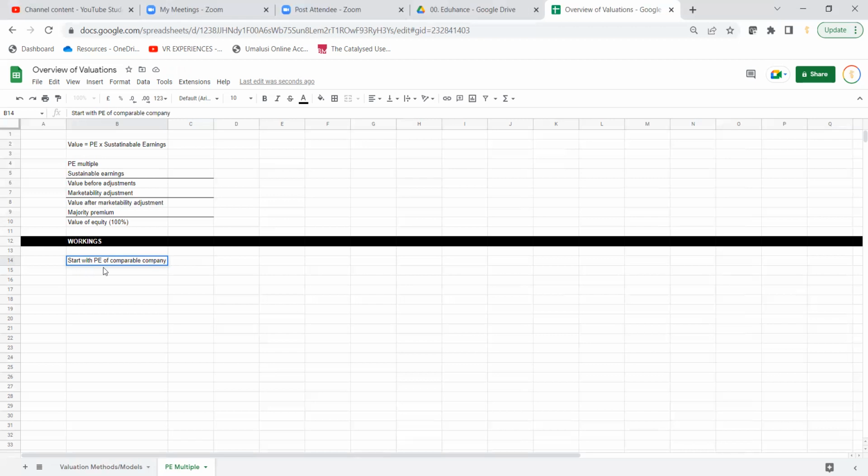Okay, comparable company. So let's just say 12. They will give you the PE of a comparable company. So why a comparable company? What is PE? PE is price earnings. So price earnings is share price divided by earnings per share. So in order to have a PE ratio, you need a share price.